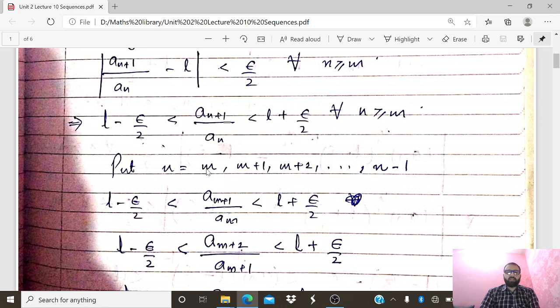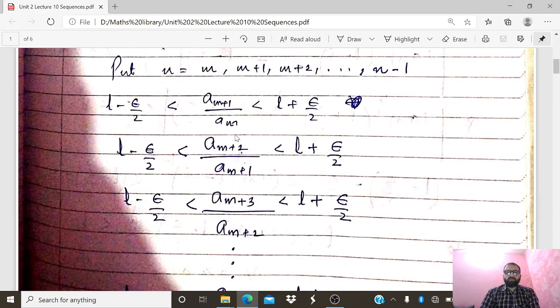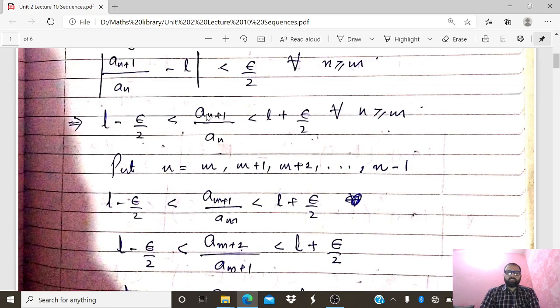So if I first of all take m, and if I put m here in this inequality, then this turns out to be this. Now one by one I am going to put all these values in the above expression. If I take n equal to m plus 1, then this will turn out to be a_{m+2} upon a_{m+1}, and this is again lying between L minus epsilon by 2 and L plus epsilon by 2.